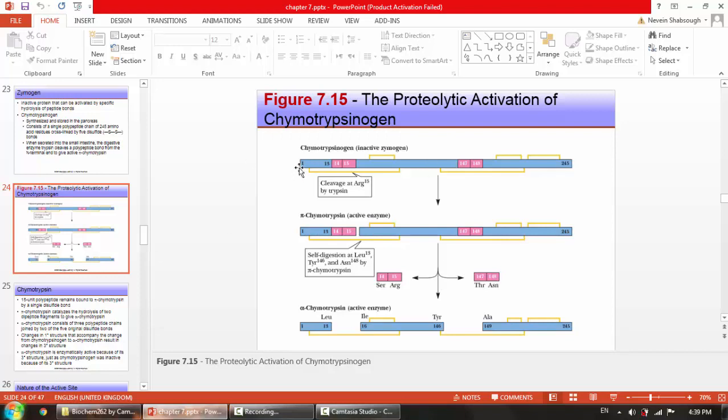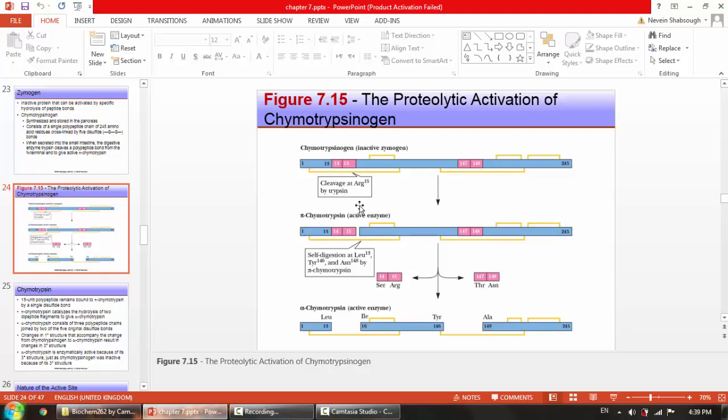Now, if we look at this figure, which shows us the proteolytic activation of chymotrypsinogen, we notice that here we have, as I said, 245 amino acid residues. This is the inactive zymogen with 5 disulfide bonds, you see these yellow ones, 5 of them. They occur between 2 cysteine residues each. Now, when this enzyme is secreted into the intestine, it is acted upon by the enzyme called trypsin. Trypsin is a very specific enzyme.